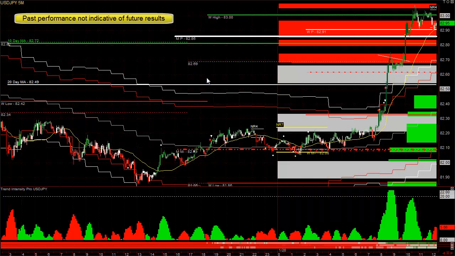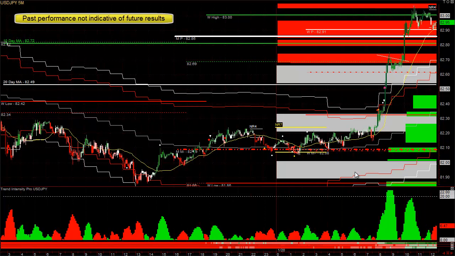And last but not least, CAD yen. Notice it's stuck underneath the fib level. We got a monthly pivot level, previous week's low, major support on the bottom. Once it breaks above here after going sideways, you might go long. This is your next profit target, and it went up there.